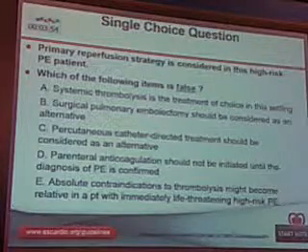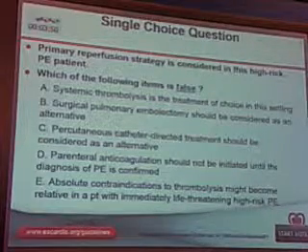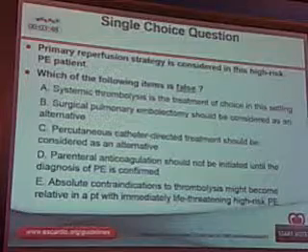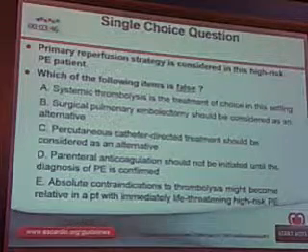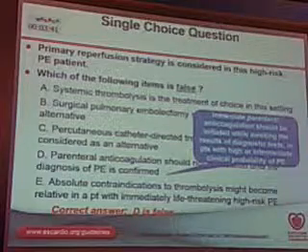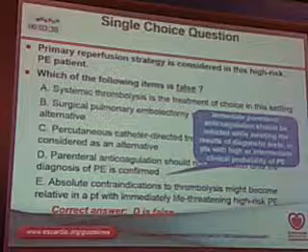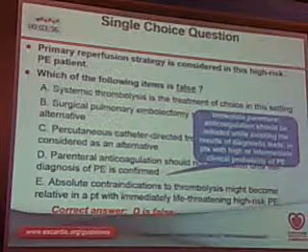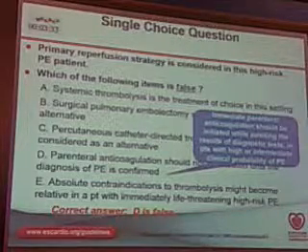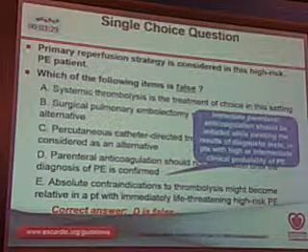Parenteral anticoagulation should not be initiated until the diagnosis of PE is confirmed, or absolute contraindication to thrombolysis might become relative in a patient with immediately life-threatening high-risk pulmonary embolism. So the false, which means the correct answer in this case, is D. Immediate parenteral anticoagulation should be initiated while awaiting the results of diagnostic tests in patients who have a high or intermediate clinical probability of PE.